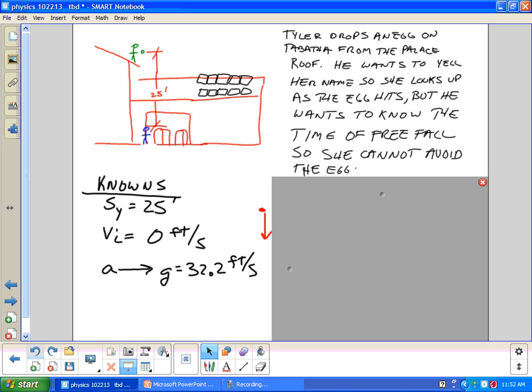All right, the knowns here are that we have a vertical distance of 25 feet. He's not throwing the egg, he's dropping it, so the initial velocity is 0. And the only thing making that egg go faster and faster is gravity. That is the acceleration.